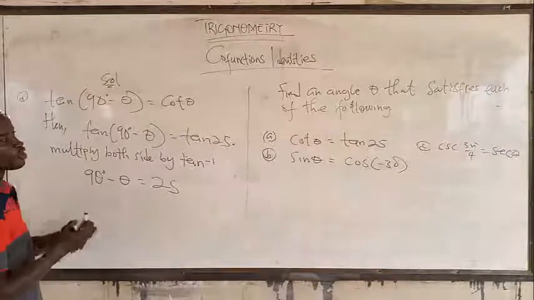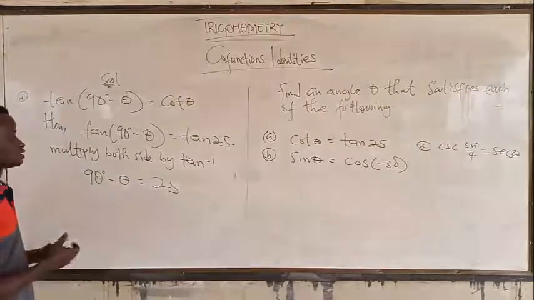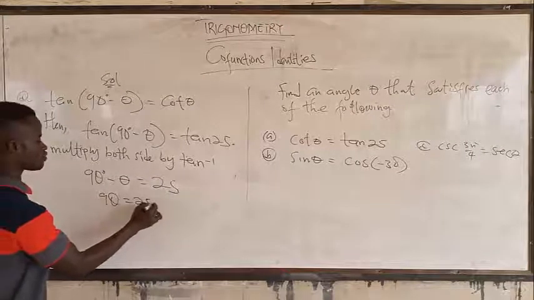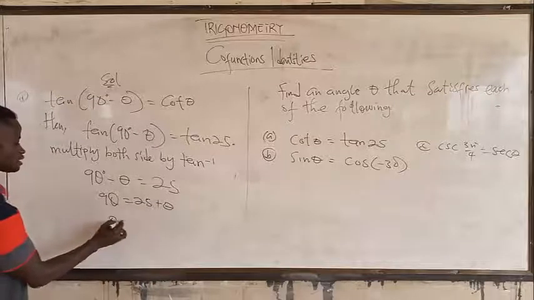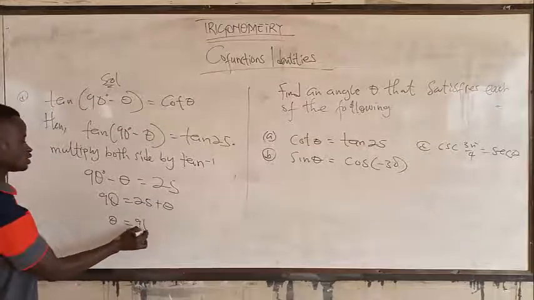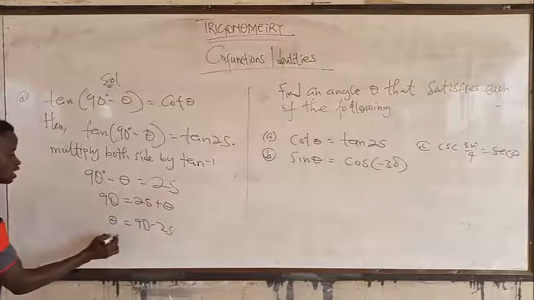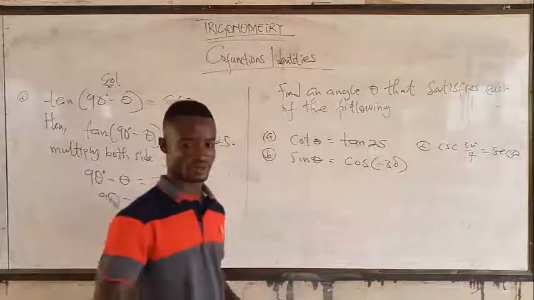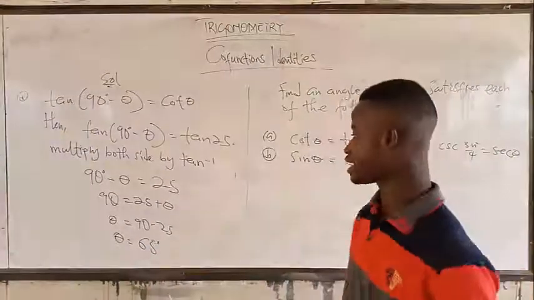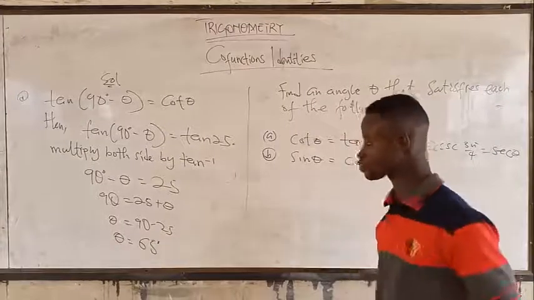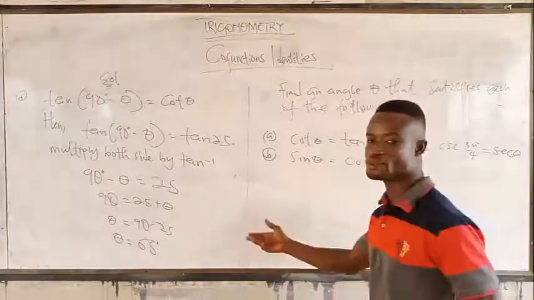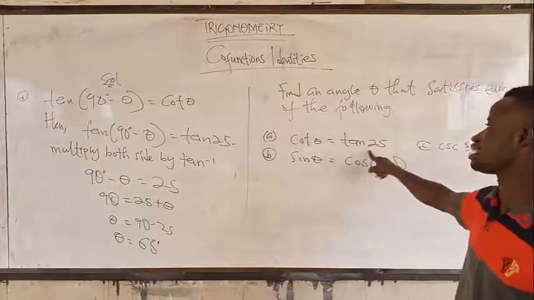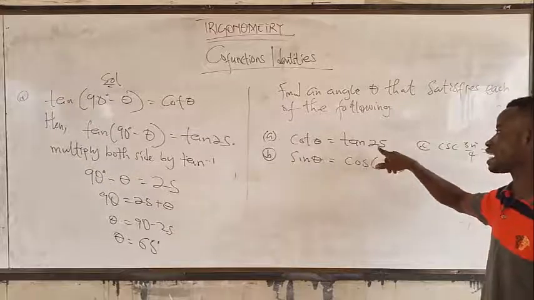Now to get theta, because we are looking for theta that will satisfy this, here we get 90 is equal to 25 plus theta. And we get theta to be equal to 90 minus 25. Very good. And theta is going to be 65 degrees. Nice. So for theta to be 65 degrees, it satisfies tan of cos theta is equal to tan 25.